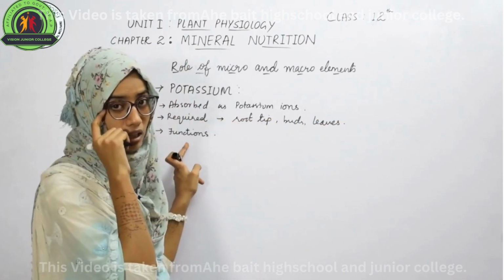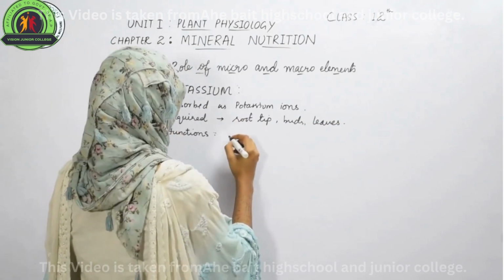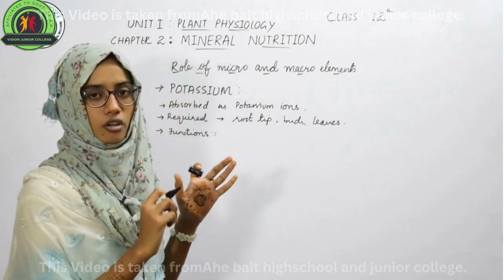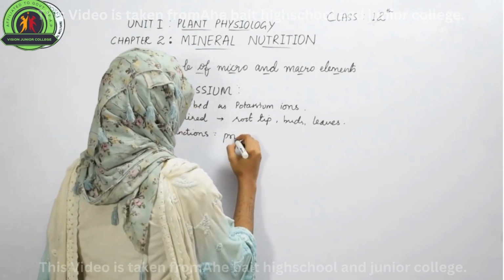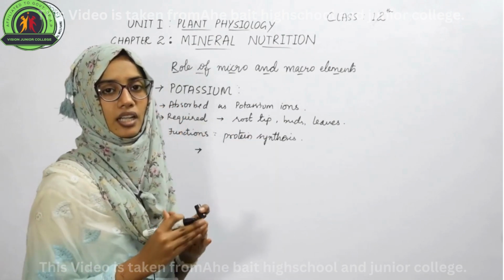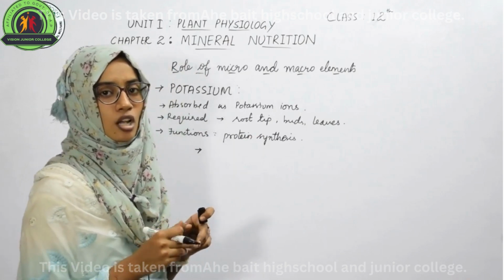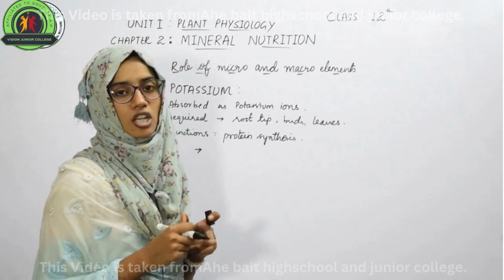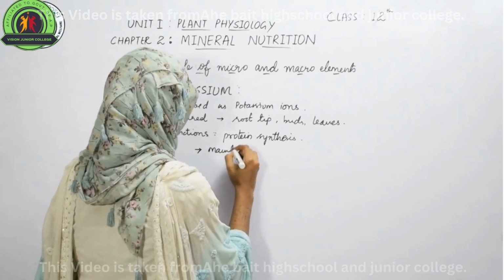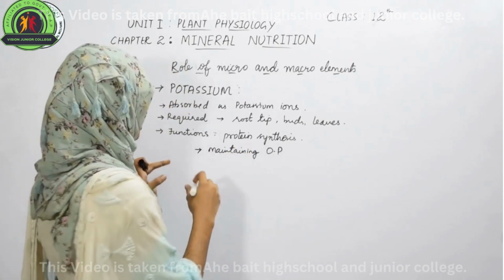Now we are going to see the functions of potassium element. The mineral potassium plays a crucial role in protein synthesis, and this potassium is required to maintain the ratio of anions and cations in the cell so that the osmotic potential of the cell can be maintained. So it helps in maintaining the osmotic potential or the osmotic pressure in the cell.